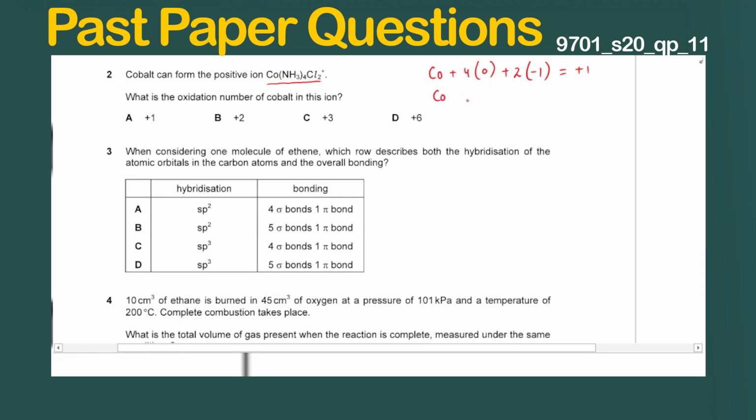So let's solve this equation now. Cobalt plus 0, plus -2, equals +1. So cobalt equals +3 in this way. We have +3 in option C, so that is the answer.